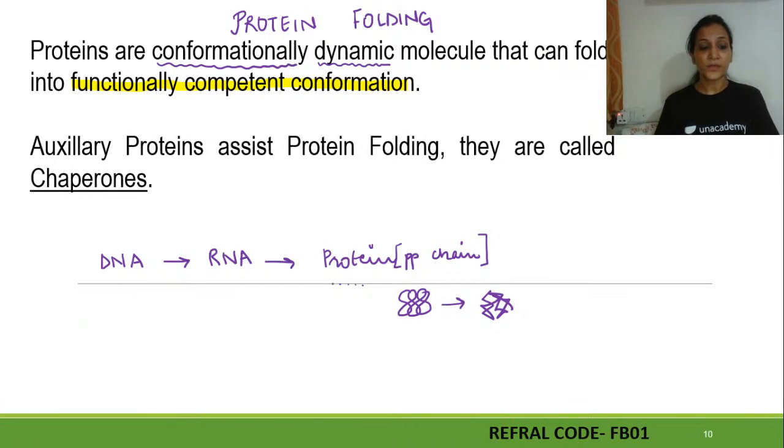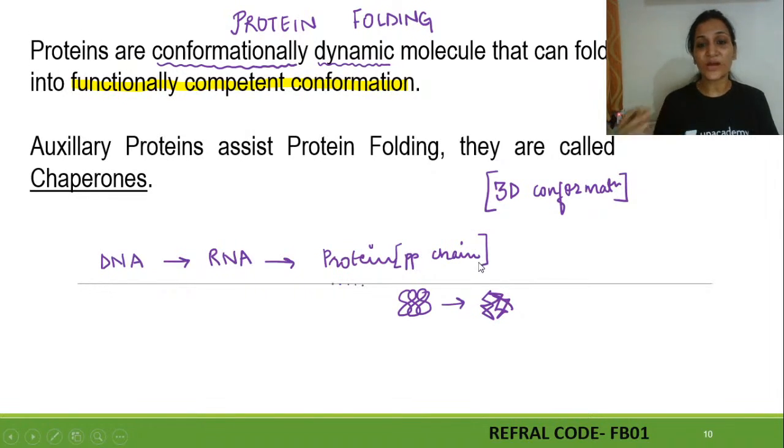Now, occupying a specific 3D conformation is what is called protein folding. The process of incorporating a specific conformation for a protein is called protein folding. So it is the 3D structure which actually determines the activity of the protein, right? Let's move further.